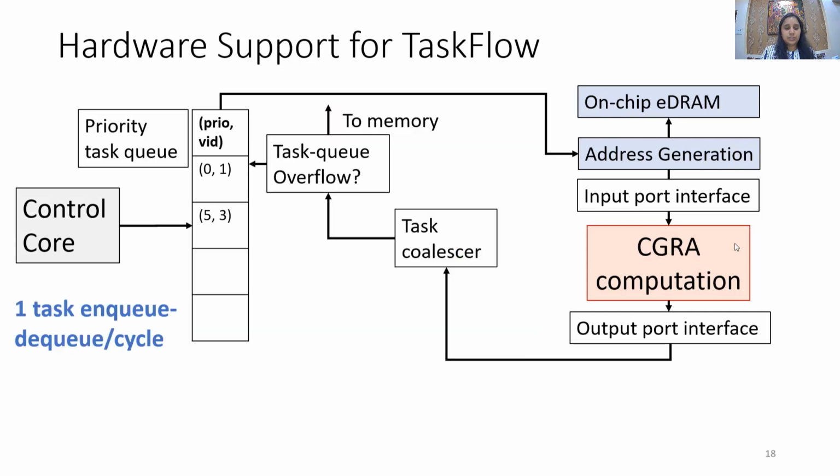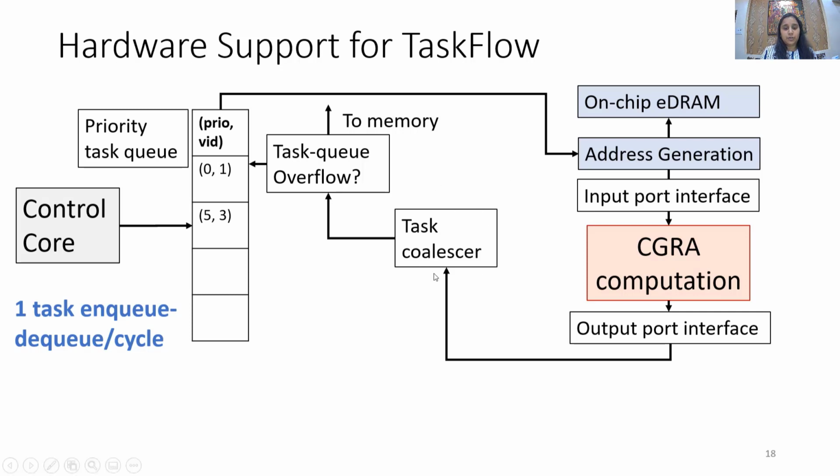This task management unit has a hardware-based priority heap, which can provide a high throughput of one task NQ and DQ per cycle, and it can reorder the tasks based on a user-defined priority. We also have a task queue overflow module that checks whether there is space in this task scheduler or not. If there is no space, it will check whether the current task is a very high priority task. If so, it could be stored in some reserved entries, otherwise it will be sent to memory.